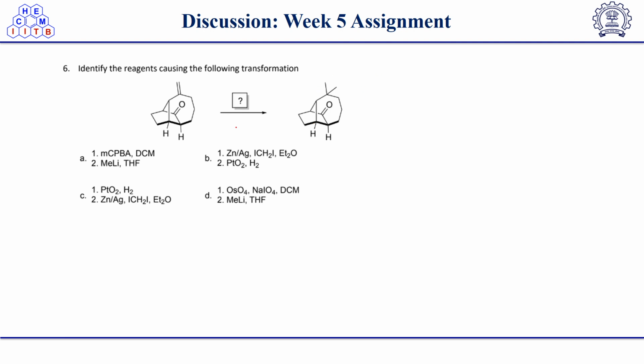The four options given are: first one MCPBA, DCM and then methyl lithium, THF. Option B, first zinc silver and then ICH2I in diethyl ether, then platinum dioxide in hydrogen condition. Then option C is the reverse of option B, and in option D we have osmium tetroxide, NaIO4 and DCl, followed by methyl lithium and THF. So which will be the correct sequence of reaction and the reagents used in the following transformation?